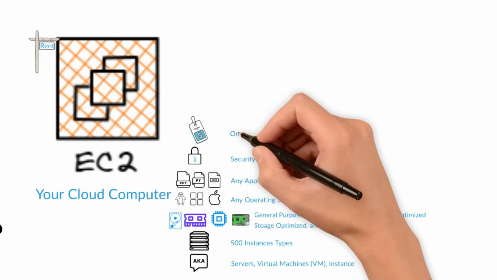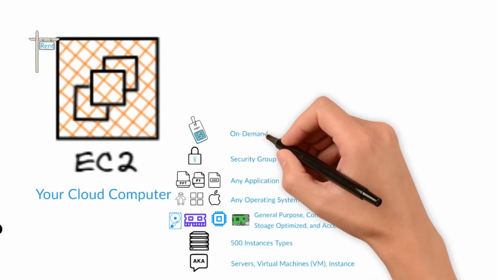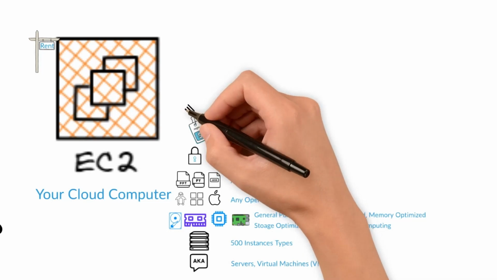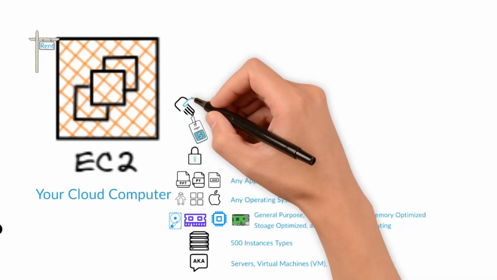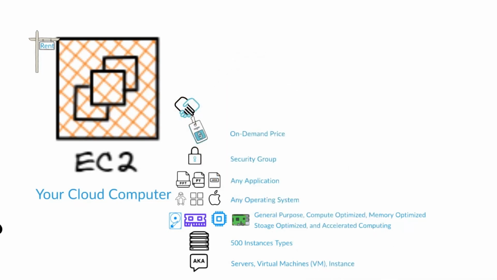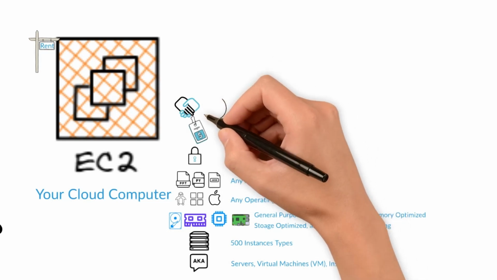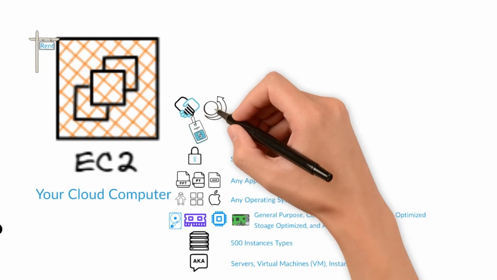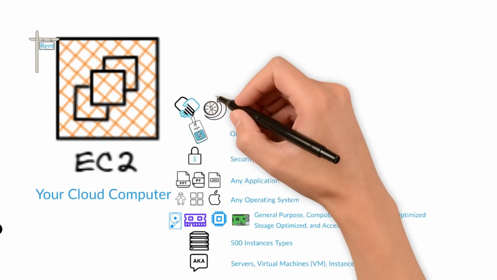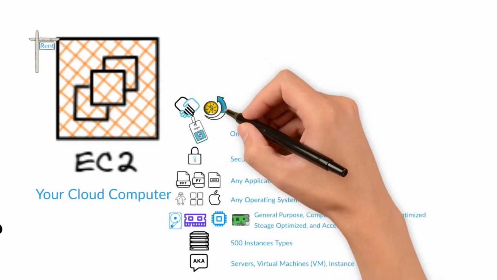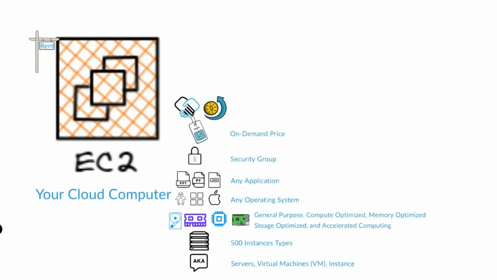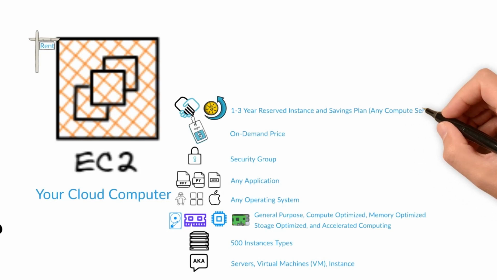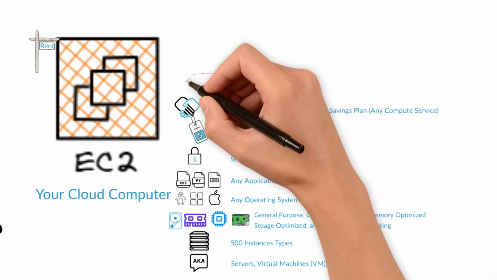This is good if you can't commit to using the instances for 1 to 3 years. If you can commit to using the instances for 1 to 3 years, you can purchase something called reserved instances. With reserved instances, AWS provides you with a significant discount for doing that. Saving plans are another form of reserved instances, except you can use only for compute services.